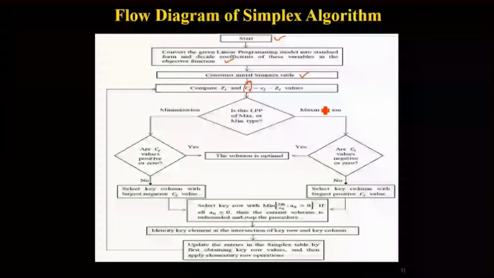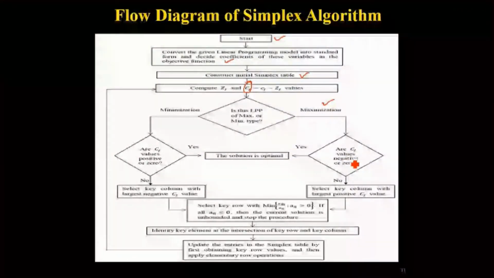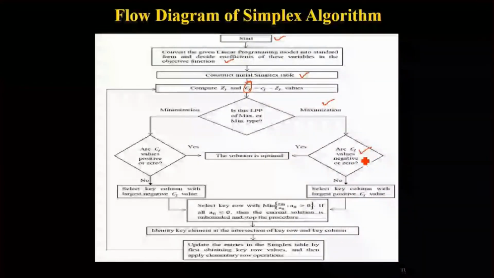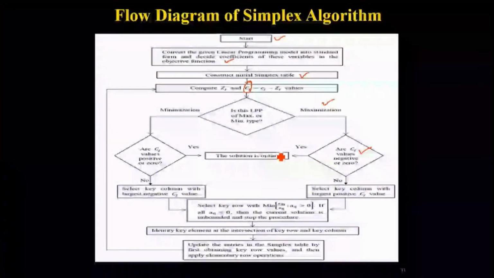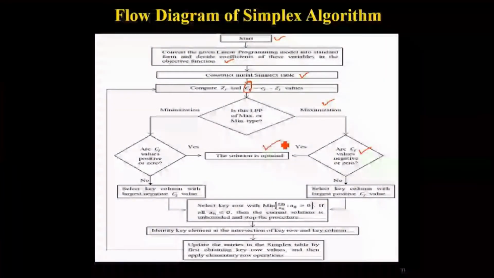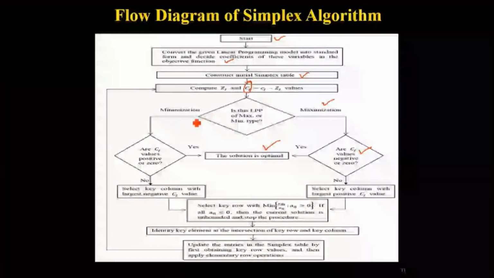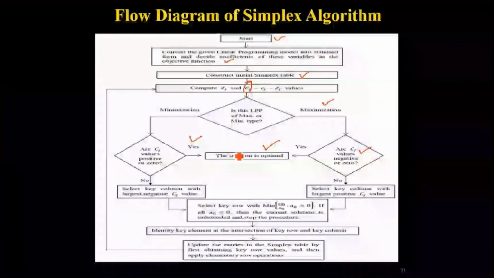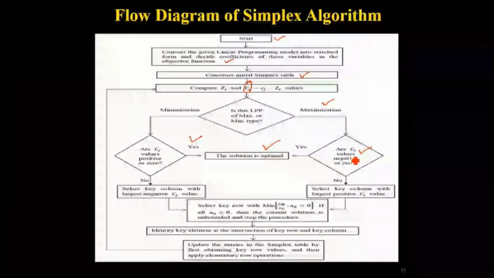If it is a maximization type, the next question is whether the Cj values are negative or 0. If negative or 0, then we have to do nothing, we got the optimal solution. For a minimization problem, we have to see if the Cj values are positive or 0. If yes, then we got the optimal solution. But in a maximization problem, if the Cj value is positive, means it is not negative or 0, then we have to proceed.